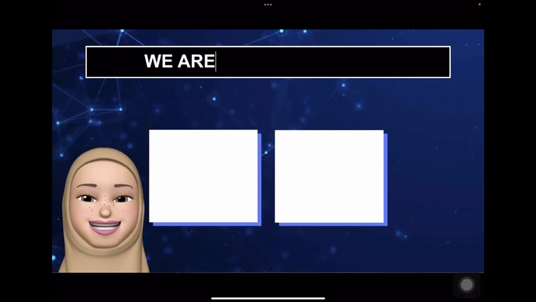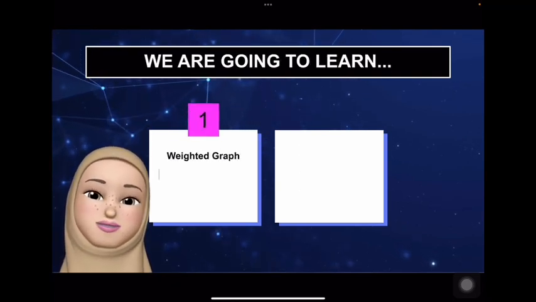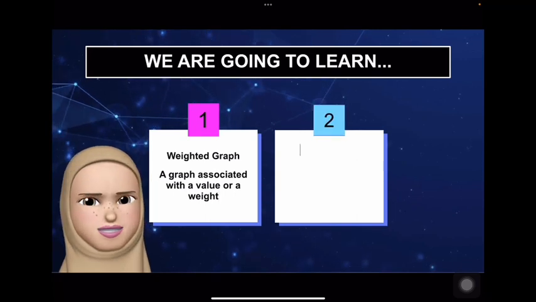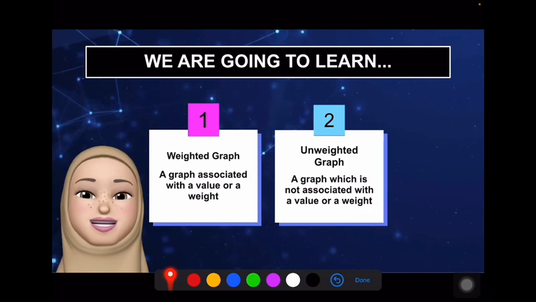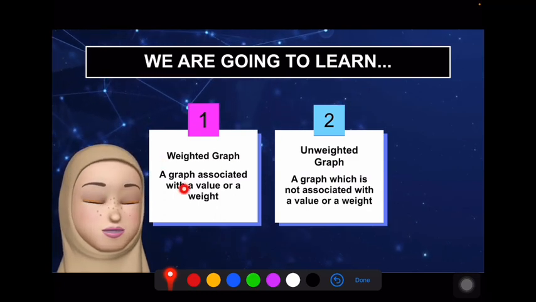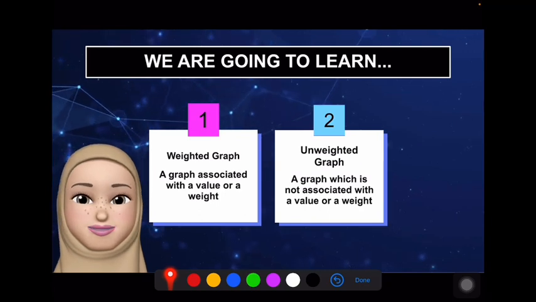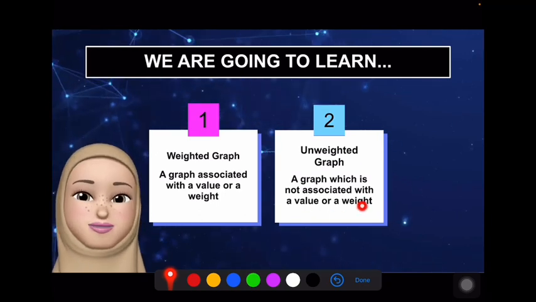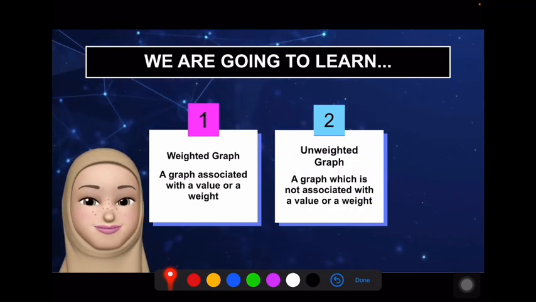Next, we are going to learn about weighted graph and unweighted graph. Actually, what is weighted graph? Weighted graph is a graph associated with a value or a weight. Whereas unweighted graph is a graph which is not associated with a value or a weight.